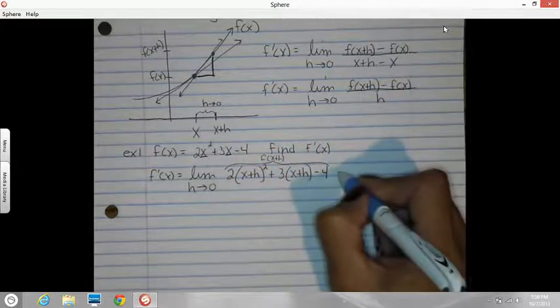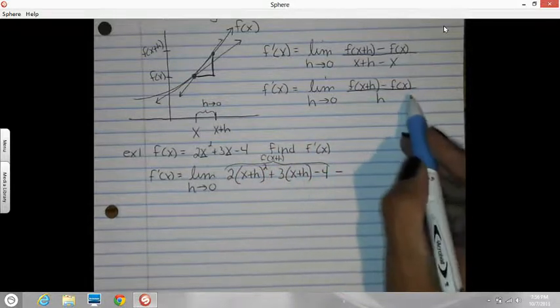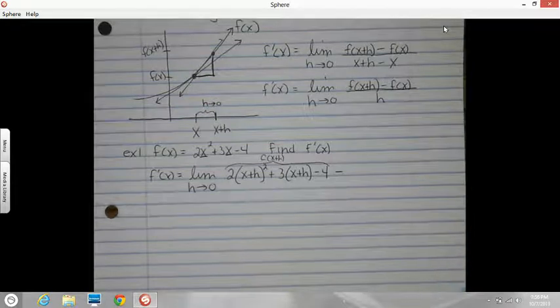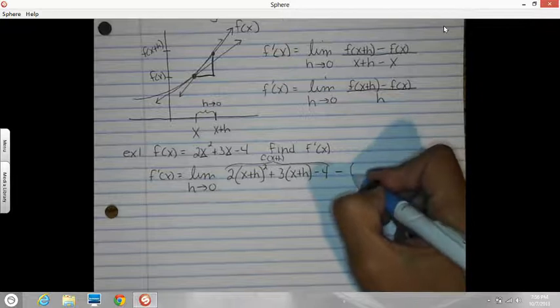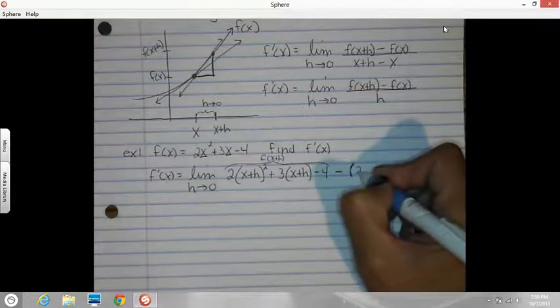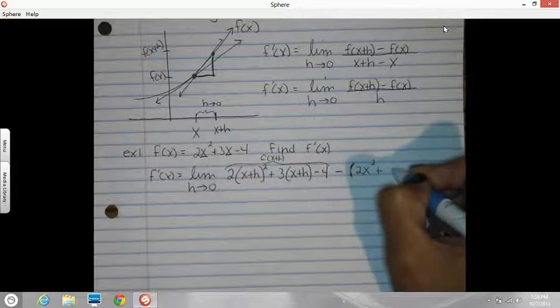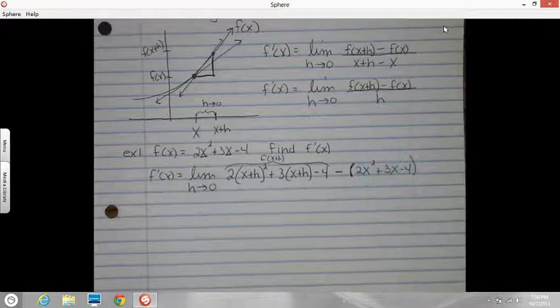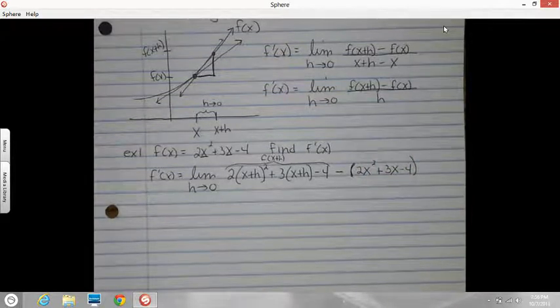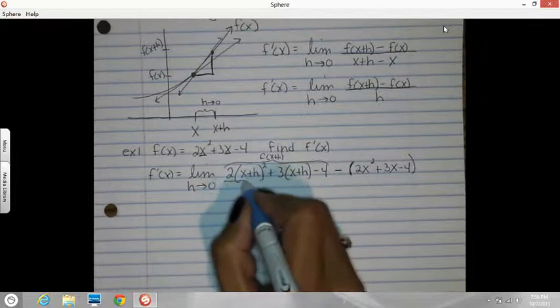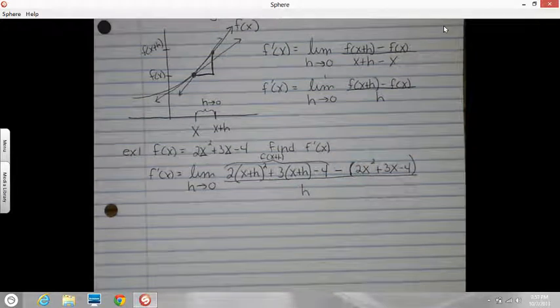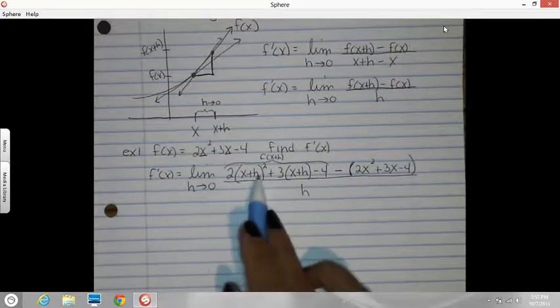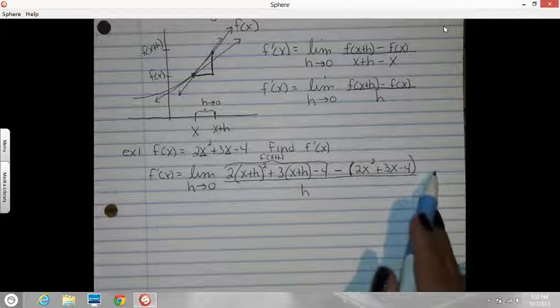Then I have to subtract f of x. And f of x is this original quadratic. So with parentheses, because I'm subtracting, 2x squared plus 3x minus 4. Okay, all divided by h. Now what you have to do is expand all of this stuff and combine like terms in the top.